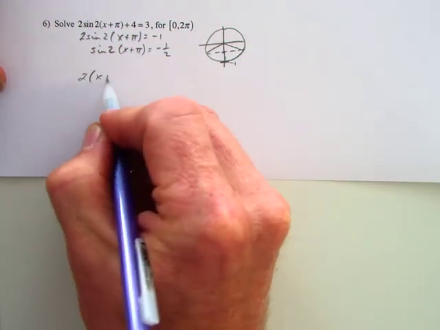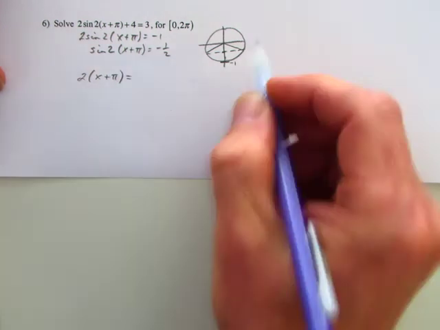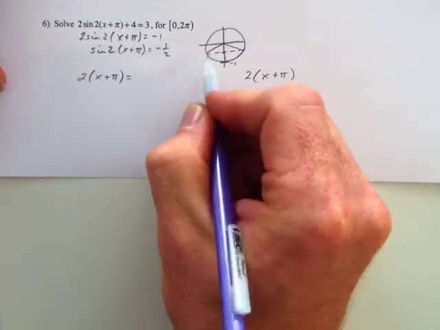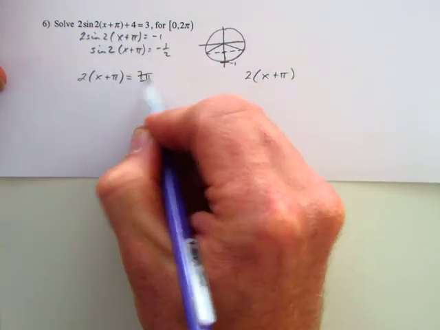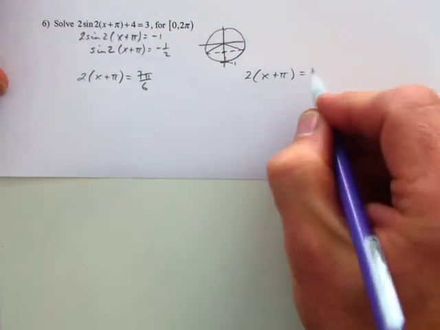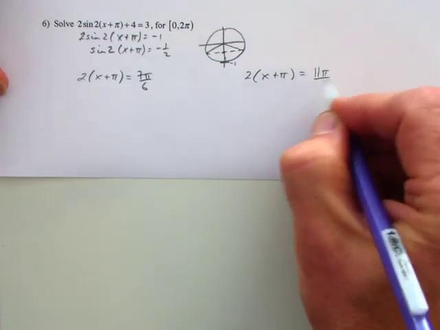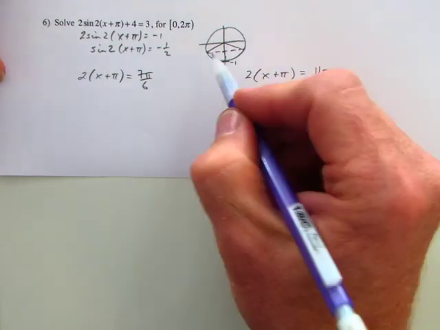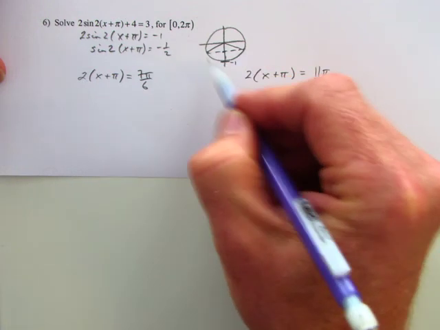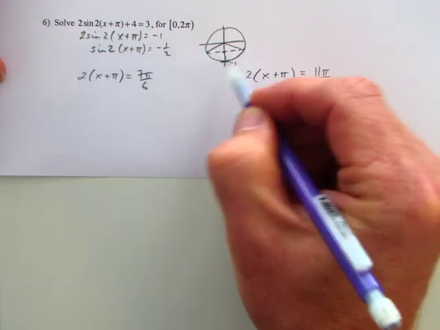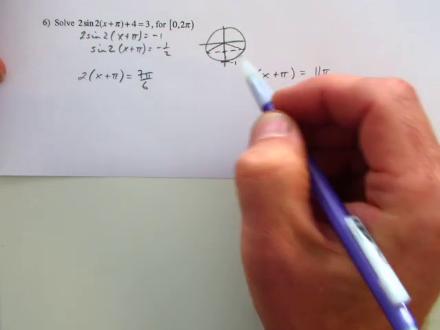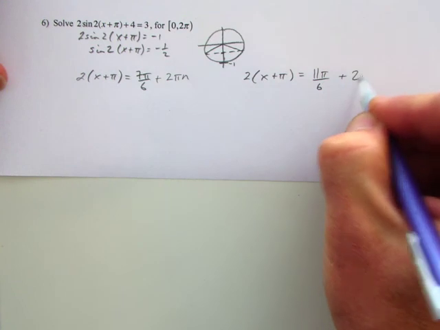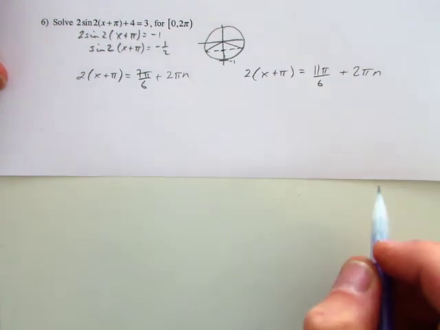We will have 2 times the quantity x plus pi equals, and this first one over here will be 7 pi over 6. And then on the right side will be 11 pi over 6. But this would be incorrect in its current form because it's not just 7 pi over 6, but every coterminal angle with it in either direction. So we have to say plus 2 pi n on both of those.